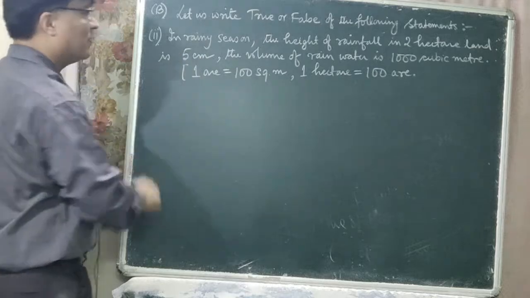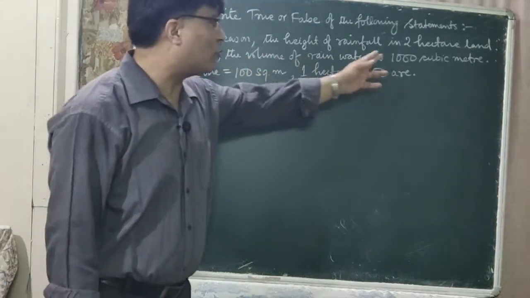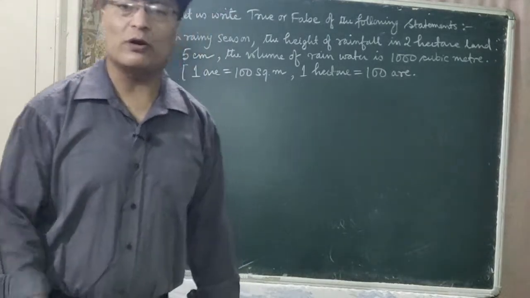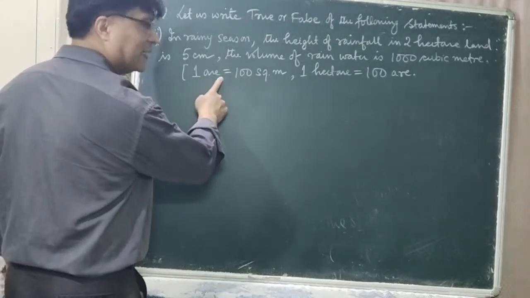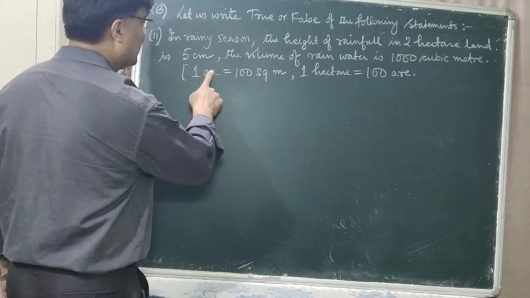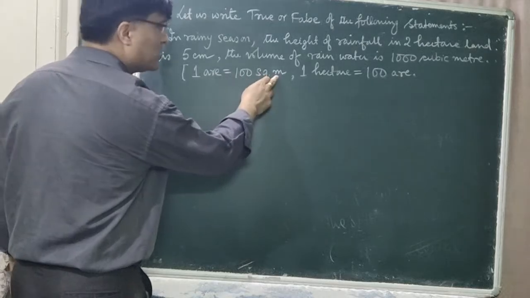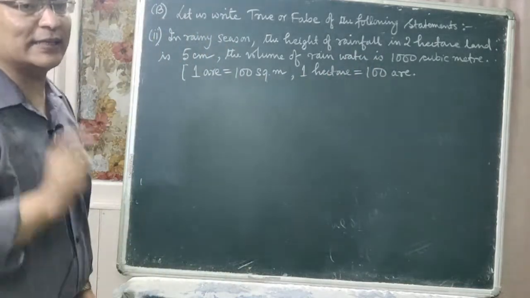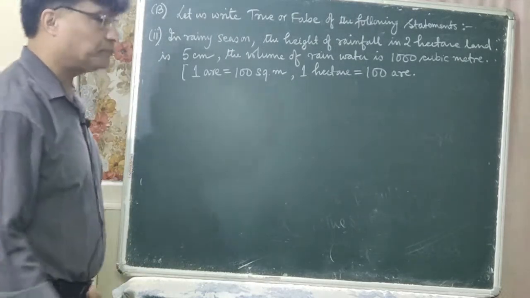The volume of rainwater is 1000 cubic meter. So is the statement true or false? You have to check it. Also it is given that 1 are, this is also the area of the land, 1 are is equal to 100 square meter and 1 hectare is equal to 100 are. Clear? So now let us check it now.